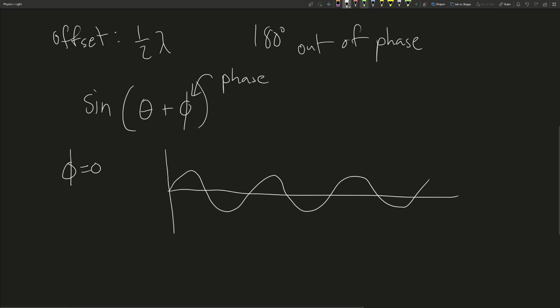But then for phi equals 180 degrees, you start halfway through the cycle. So remember this, for phi equals 0, this would be sine of 0 degrees. This is sine of 90 degrees. Or sorry, this is sine of 180 degrees. And this is sine of 360 degrees, which again returns back to the 0 value.